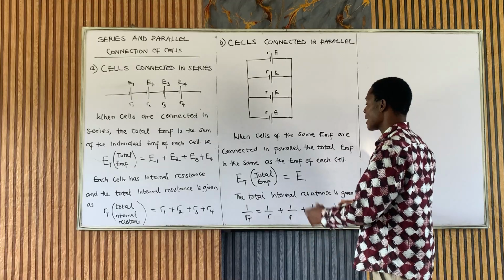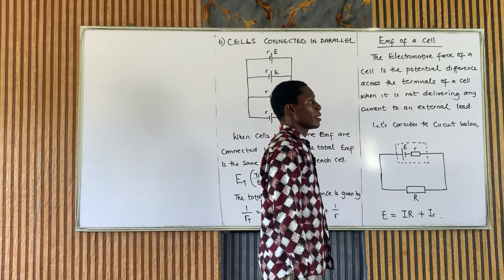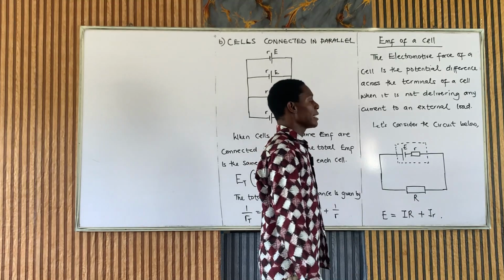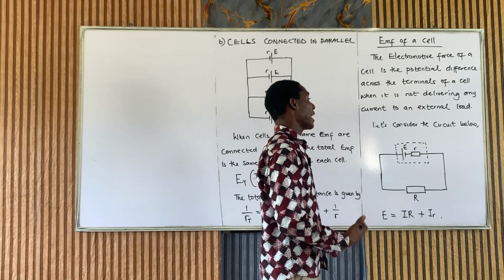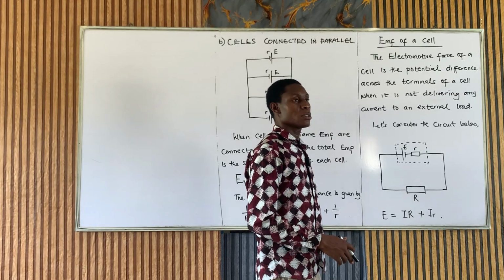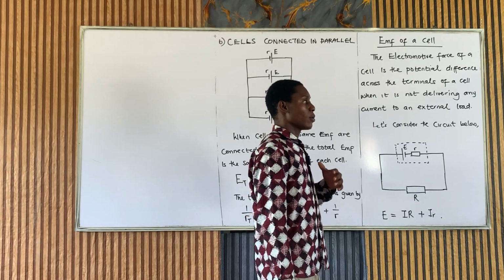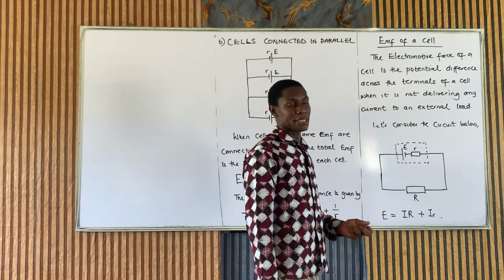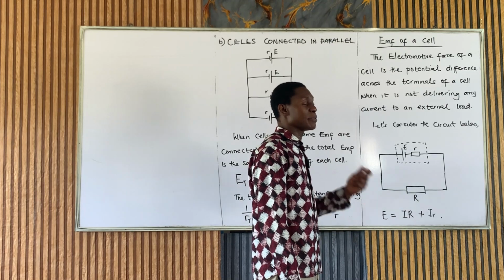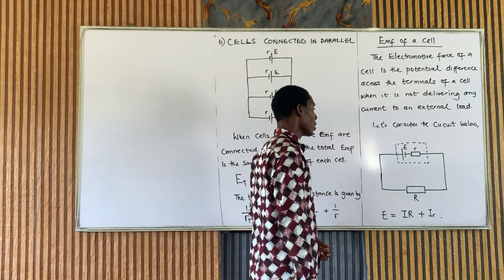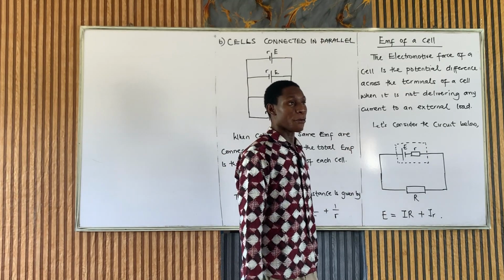So that's how we get their total internal resistance. EMF of a cell. The EMF of a cell is the potential difference across the terminals of the cell when it's not delivering any current to an external load. Whatever the voltage or the PD is at that point in time is what we call the EMF. So that's that about the definition for EMF.